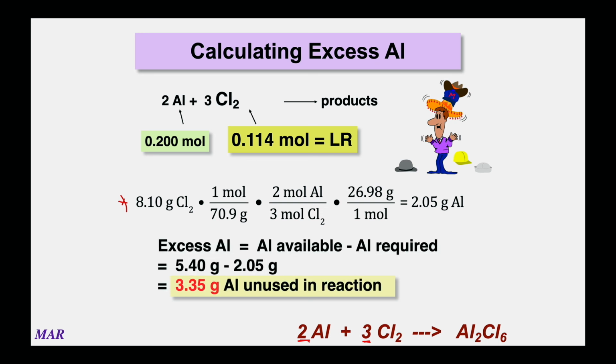However, in this problem, we had a total of 5.40 grams of aluminum, and we only really needed 2.05 grams. So 5.40 minus 2.05, 3.35 grams of aluminum were unused in this reaction. And maybe there's a good reason for it, maybe there's not, but we can calculate it using this method. So we can at least report to our boss that yes, there was an excess of 3.35 grams of aluminum. And then maybe there's a reason for it, maybe there's not, but this at least gives you the tool to start that conversation.